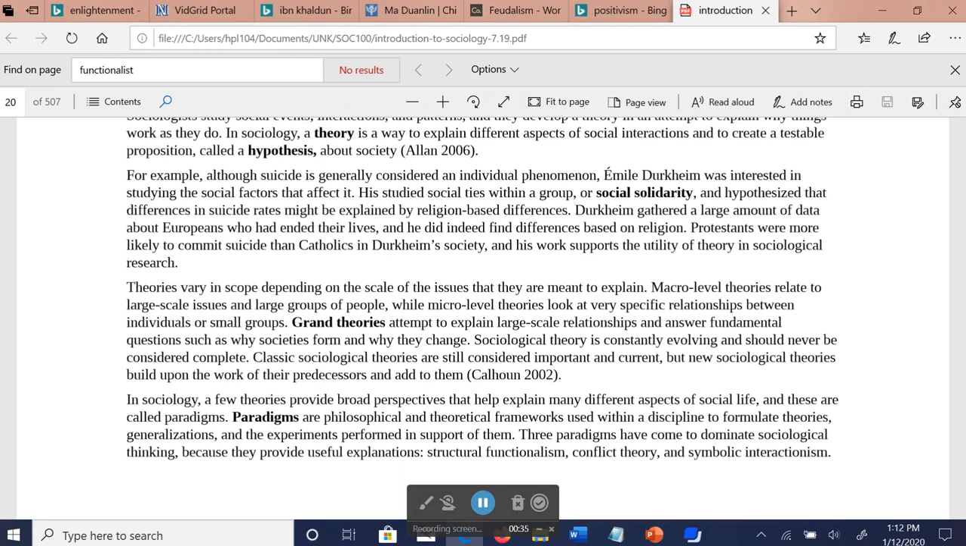grand theories are theories on a larger scale. They try to explain universal larger scale relationships and to try to answer fundamental questions of how and why societies are the way they are. And because grand theories attempt to explain large scale relationships or universal mechanisms, it's very difficult to test the grand theories. We kind of know they exist, but it's almost impossible to test them.